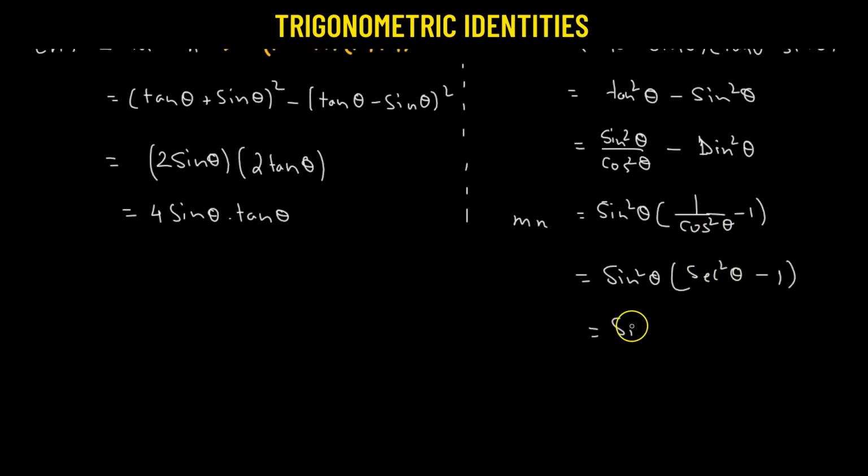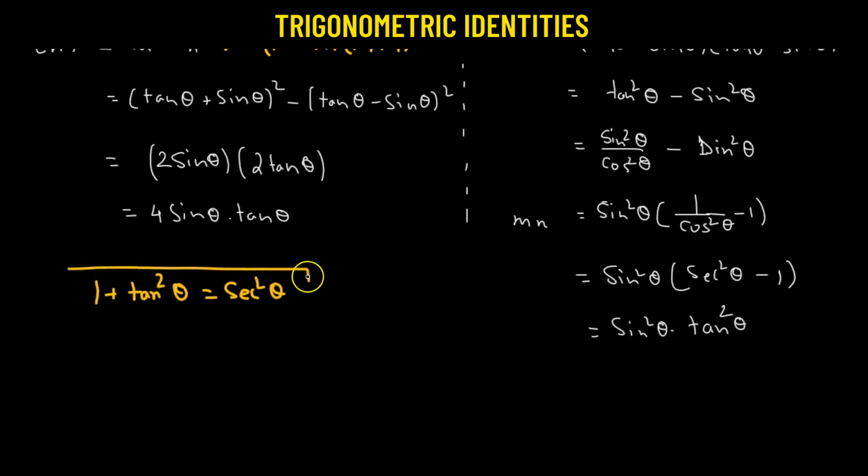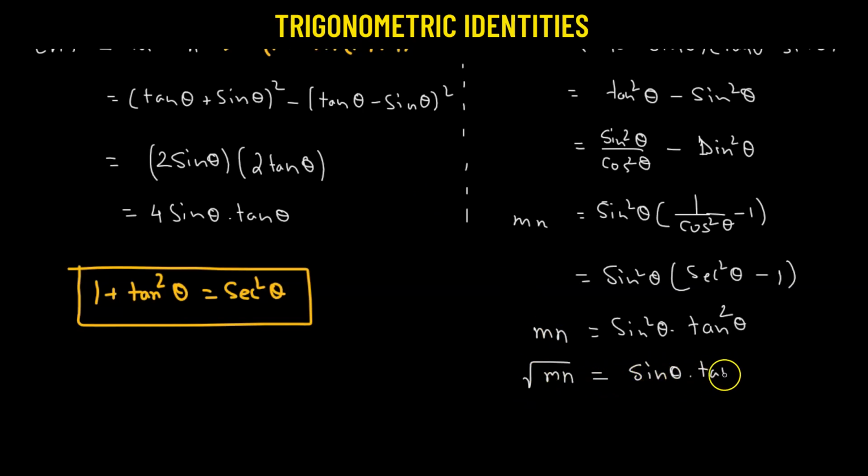This will then be equal to sine squared theta multiplied to tangent squared theta. That's because we have a standard identity: 1 plus tangent squared theta has a value of secant squared theta. So this is the trig identity that we have used. We have replaced secant squared theta minus 1 with tangent squared theta. Now that we have the value of mn, we can take the square root on both sides. So the square root of mn will be equal to sine theta times tangent theta.